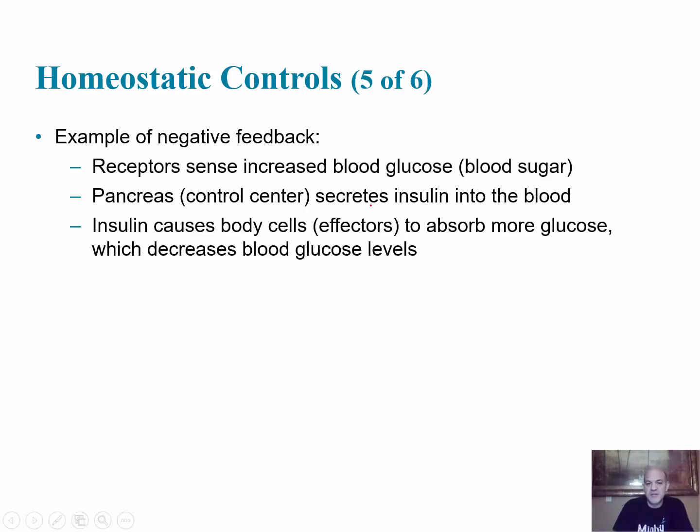There's going to be special cells there that, when they sense the blood sugar is too high, will secrete insulin into your blood, which is a hormone. And then that insulin is going to go to effectors, which are other cells, cells in muscle, cells in liver, and so on. You're going to tell those cells to absorb glucose from the blood and store it.